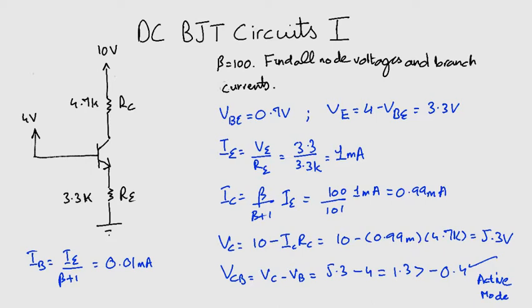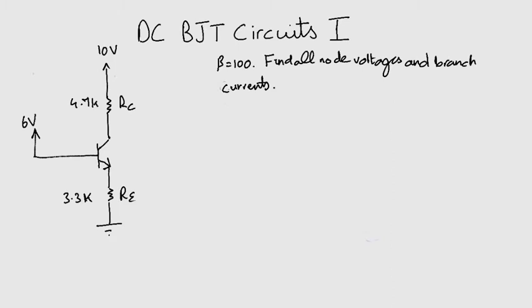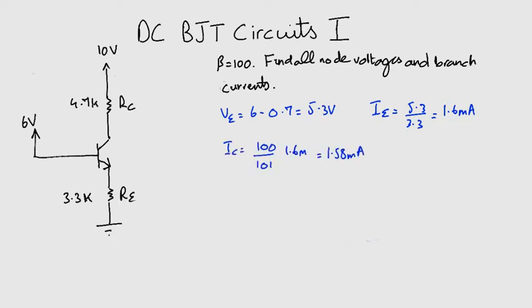Now let's make a modification to this. Let's put VB at 6 volts. Again, our task is to find all the node voltages and branch currents. So we are going to erase all this and start again. We can again write the equation for VE and IE. Using IE, we calculate IC, 1.58 milliamperes, and using that we can calculate VC, 2.48 volts. So, we are going to check our assumption.